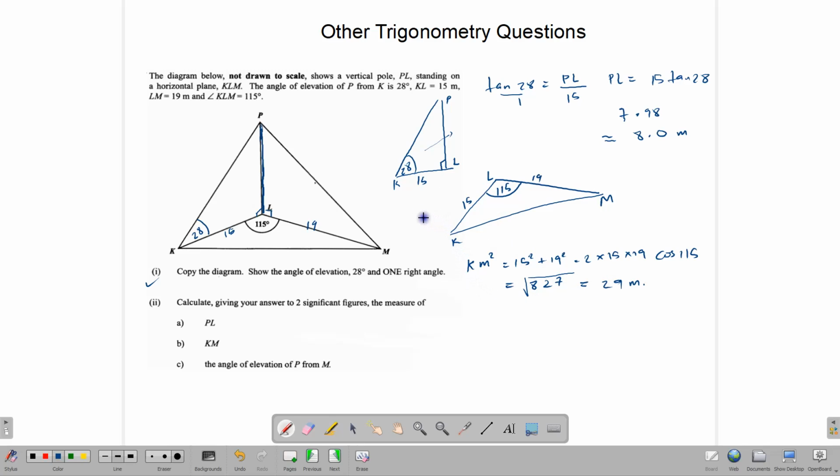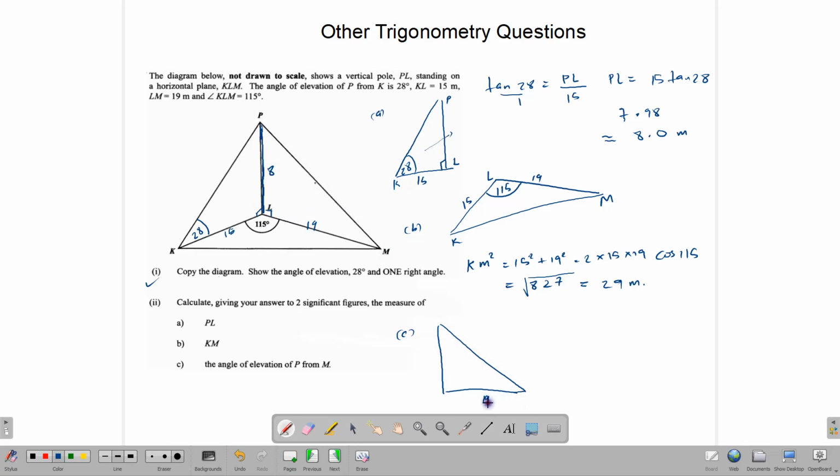So this is part A, this is part B, and now we go to part C. Part C says we are to find the angle of elevation of P from M. Remember in this diagram here, we found this side to be 8. So we want the angle of elevation of P measured from M, which tells us that we're using this triangle over here. Let's just take out that triangle a bit and look at it in terms of the numbers we have on it.